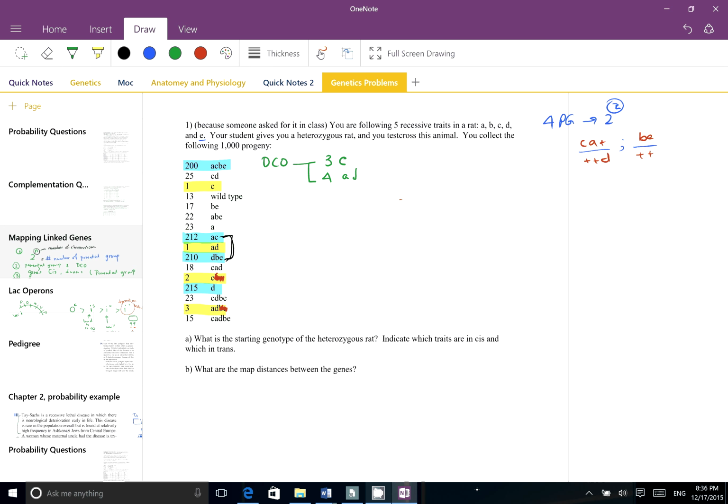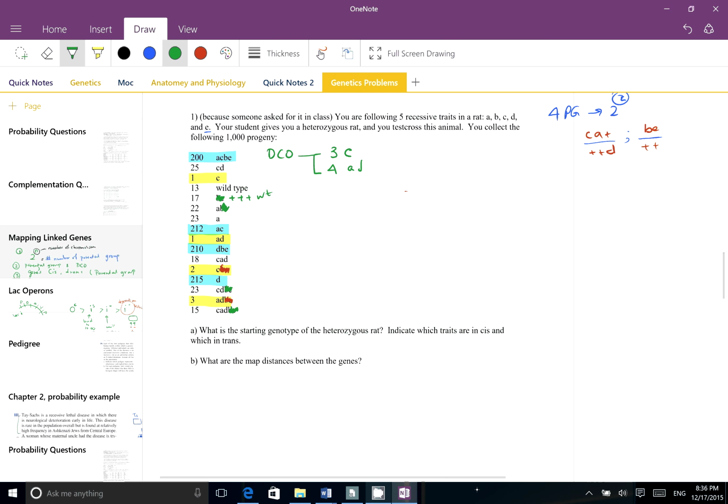Okay. So now, let me delete my BE from everywhere else. If I delete this BE, I'll have wild type. Okay. A and A. CAD. Here, let me delete my BE. And here, let me delete my BE. Okay. So here's my wild type.